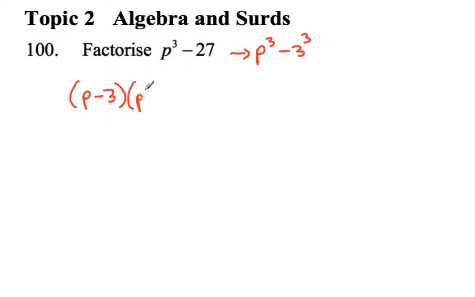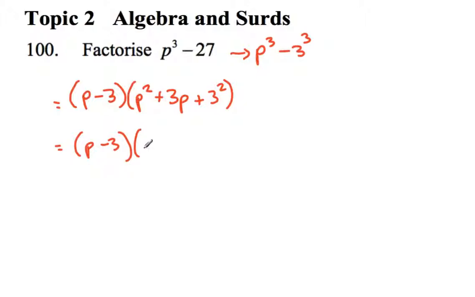Then we've got the first term squared plus this time the product of those two terms, plus the last term squared. So that's just the arrangement for the difference of two cubes. So look up that shortcut in your textbook and get good at it.